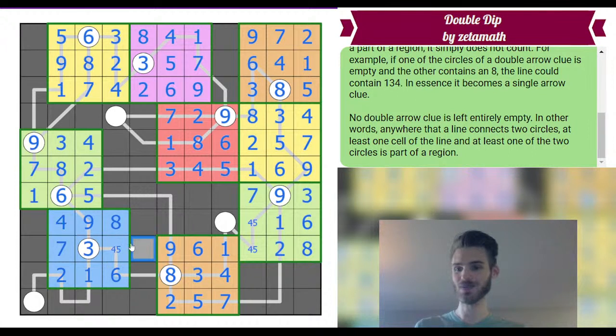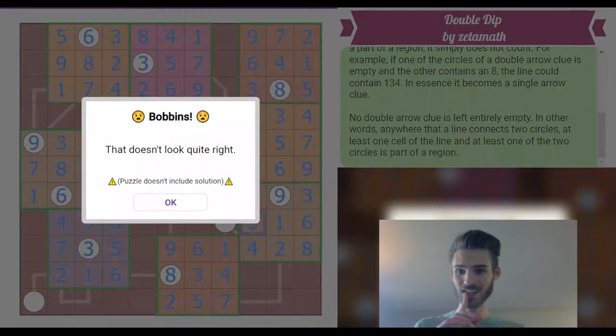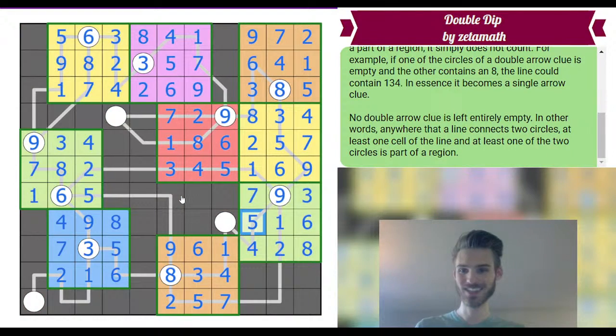Deconstruction is so weird sometimes. Oh my word, I keep messing up. Is that it? Is that the puzzle? Did we do it?